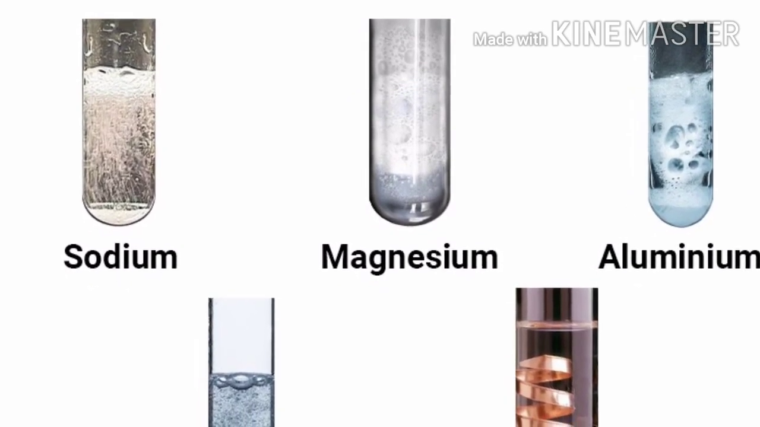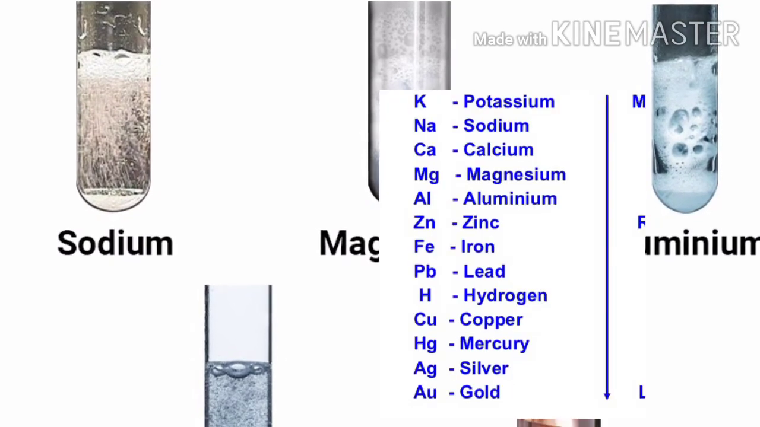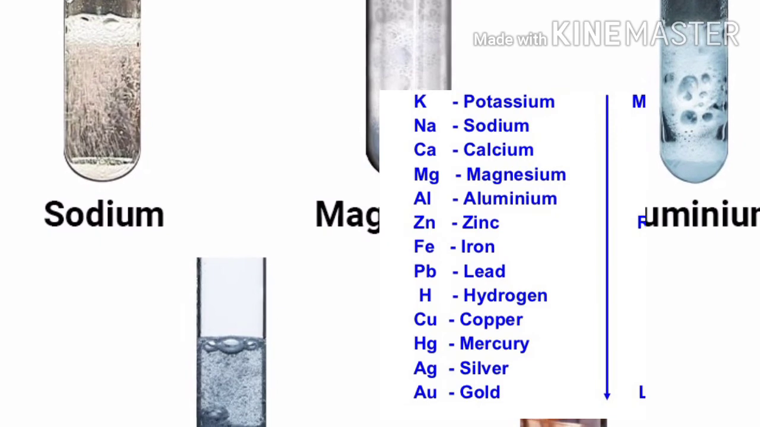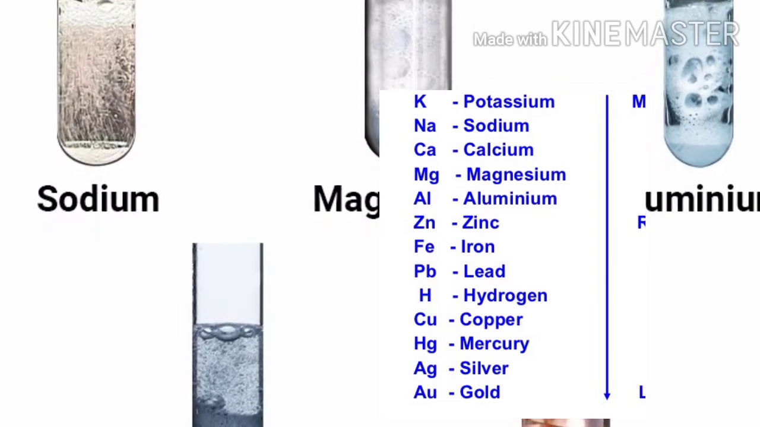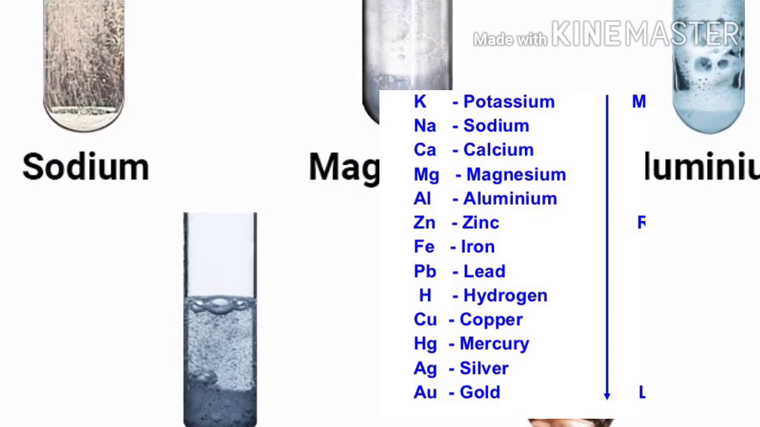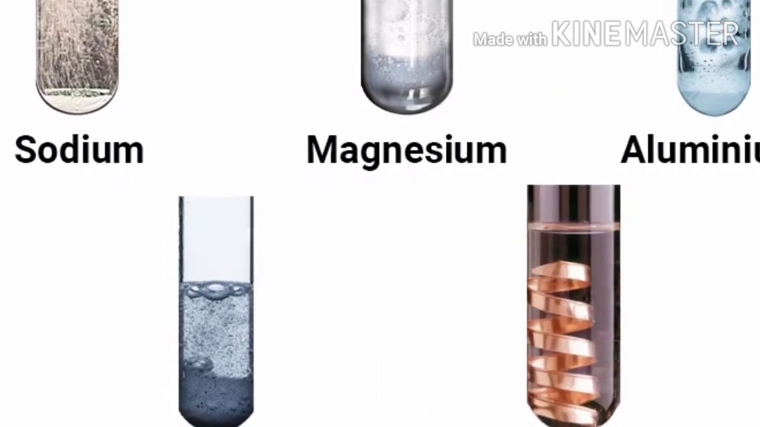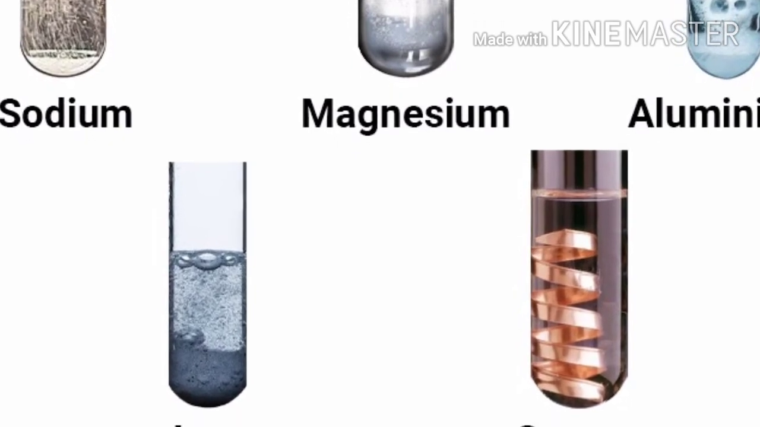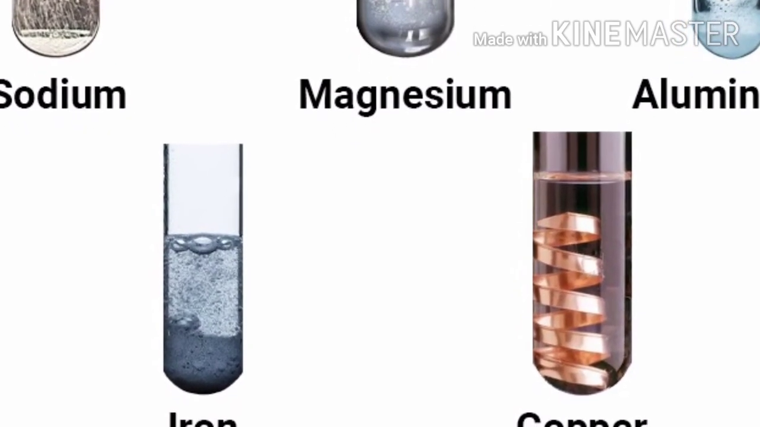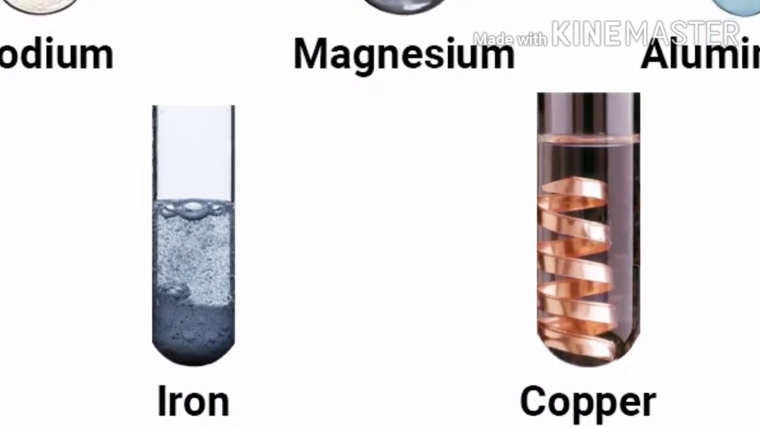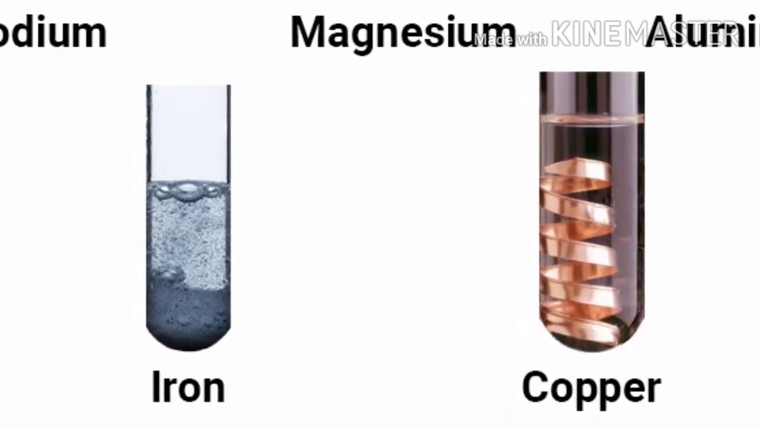So accordingly, we can arrange the metals in the decreasing order as potassium, sodium, calcium, magnesium, aluminium, zinc, iron, etc. But copper, mercury, silver and gold do not react with acids at all. This is because these metals cannot displace hydrogen from their acids. So these elements are the least reactive elements.